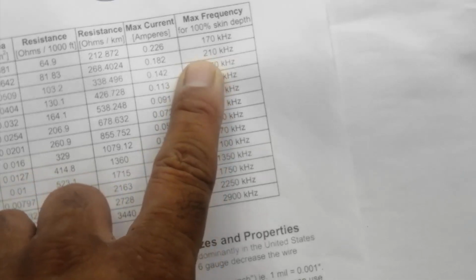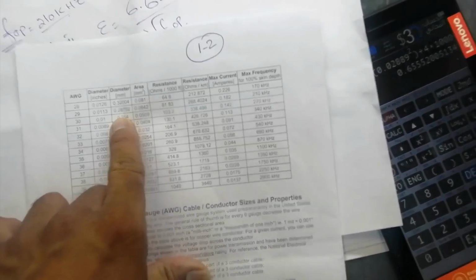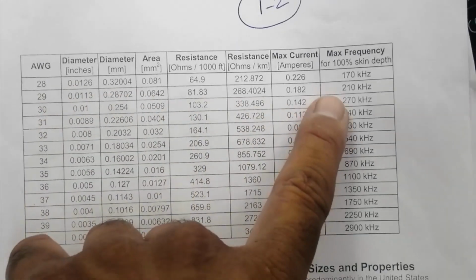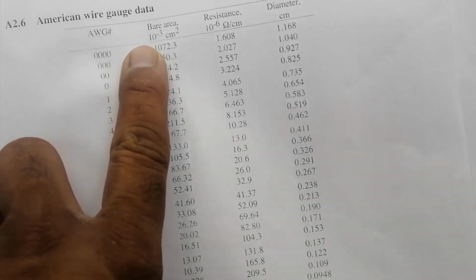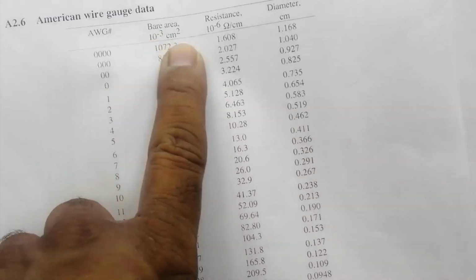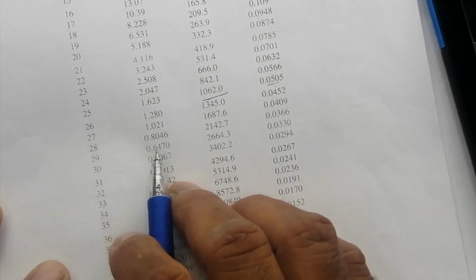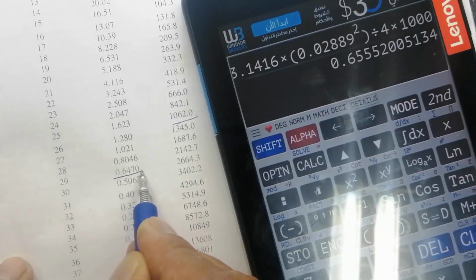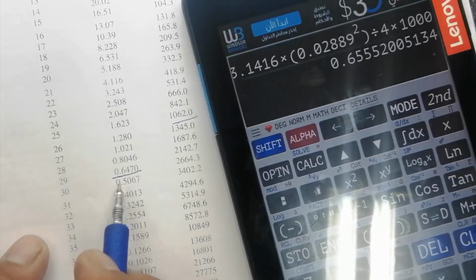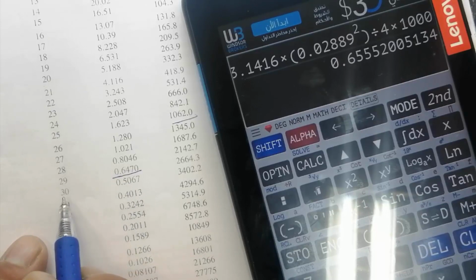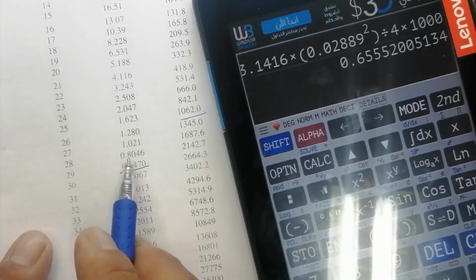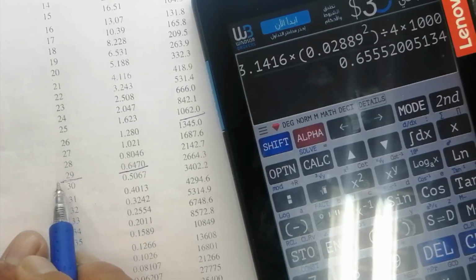centimeter squared. At 210 kilohertz we need 0.287, which is wire gauge number 29. If we go to the wire bare area chart, this chart shows bare area in 10⁻³ centimeter squared. So our calculation is 0.655. At wire gauge number 29 it is 647. The next range is 804, and the lower range for wire gauge number 30 is 506. So our required value is 804, wire gauge number 29.